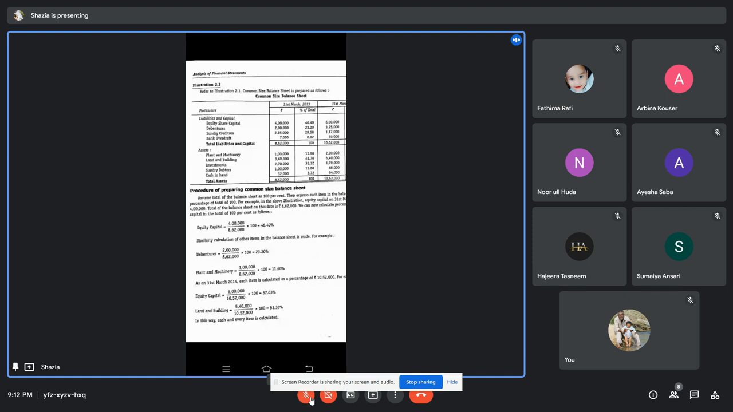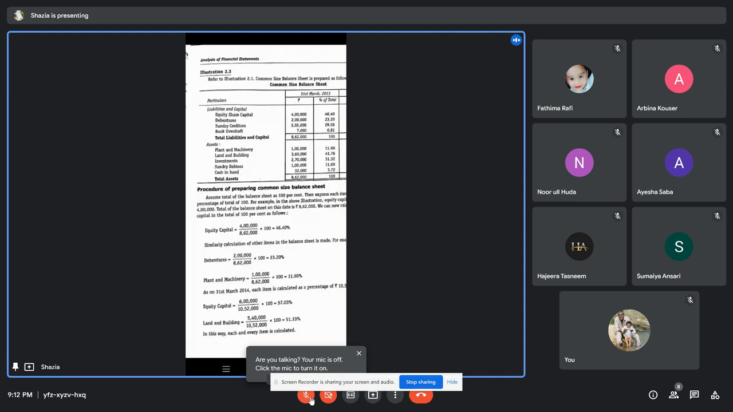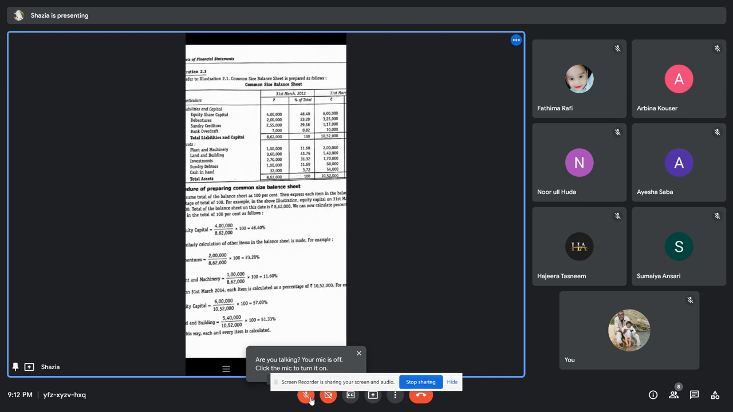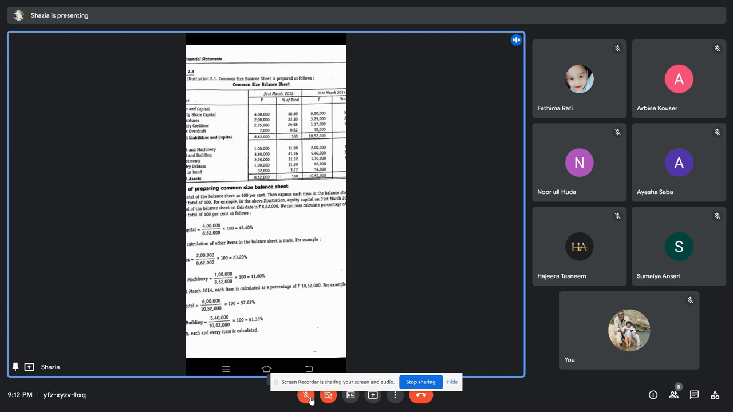What is the next liability? Debenture here. Now how much is the debenture? It is 2 lakh. So how do you get the percentage for debenture? See, they have done it here. 2 lakh divided by the common total, for the 2013 year it is 8,62,000, into 100. Then you'll get 23.20. Take the amount, take the percentage.